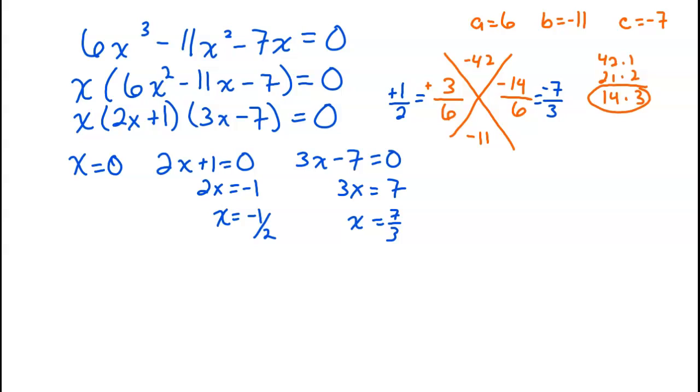So I actually have 3 solutions here. And if you'll notice, my largest exponent, the degree of my polynomial, is actually 3. So my solution set is negative 1 half, 0, 7 thirds.